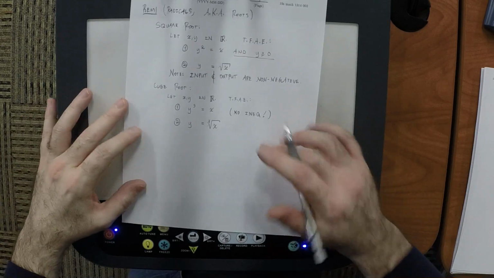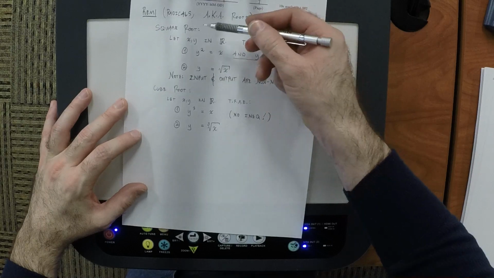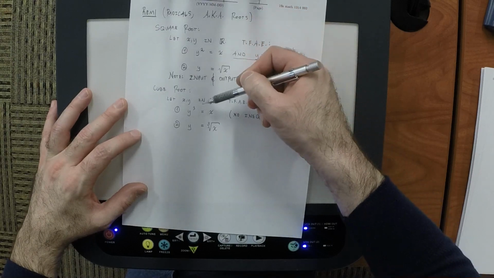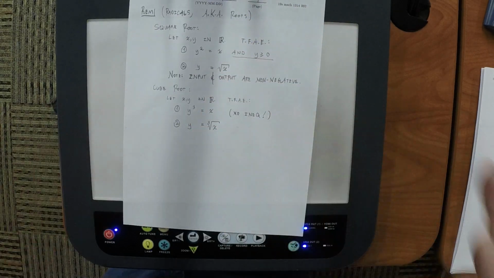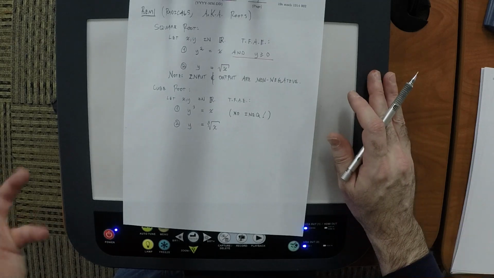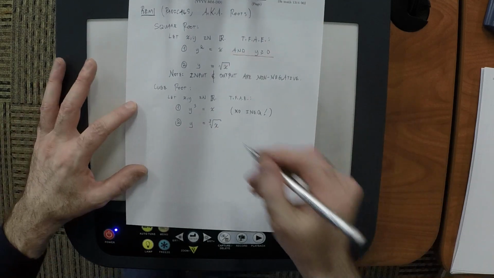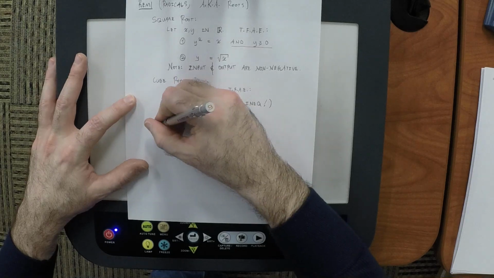Now, we did it with 2, we did it with 3. In fact, we can do it with any natural number more than 1. So here's the general case. This is just called nth root.